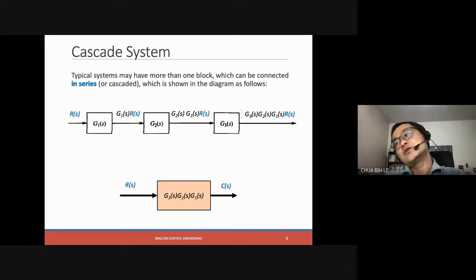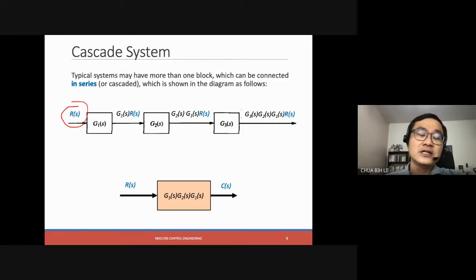The next operation is what we call a cascade system, where we have multiple blocks cascaded in a series: G1, G2, G3. As you can see from the signal flow, when the response signal R is multiplied by the first transfer function, we get the output G1R. When we multiply by the second transfer function, we have G2G1R. When we multiply by the third transfer function, we have G3G2G1R.